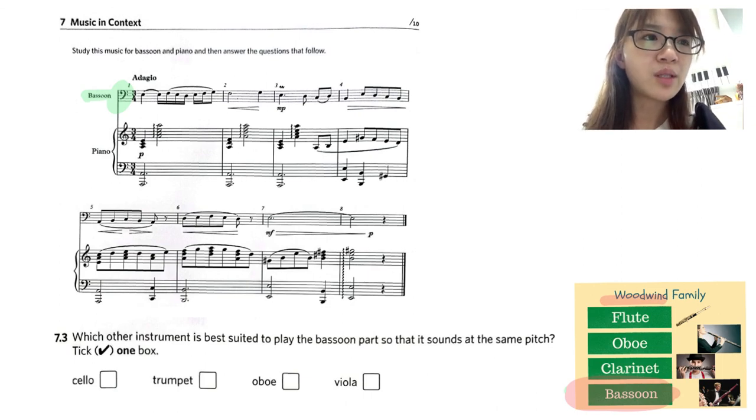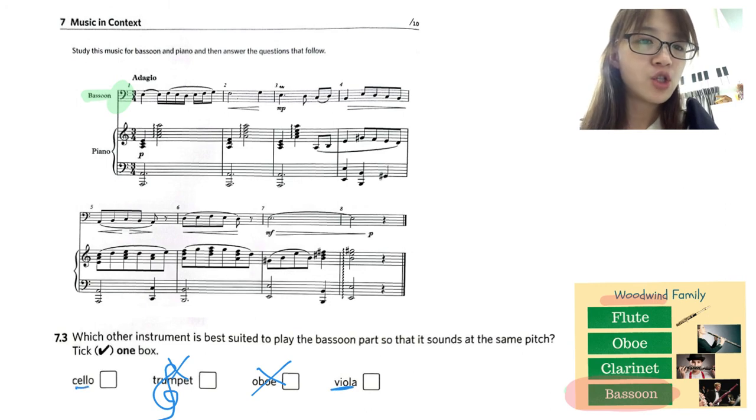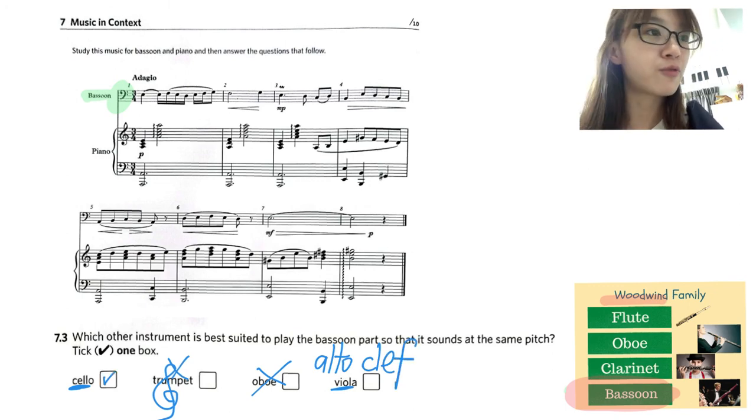So we know that the cello is somewhere in the middle. To confirm your answer, trumpet, no, it's the highest. Trumpet uses a treble clef, so no. Oboe is higher than the other woodwinds, no. Oboe is considered a high instrument. So you are only left with viola and cello. Viola is a special instrument that uses alto clef. So the one using bass clef is cello. So the answer is the first one, cello.